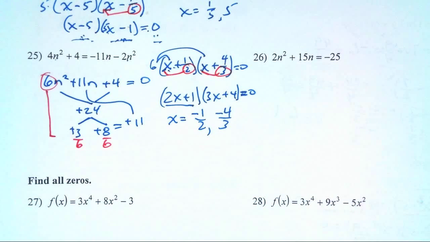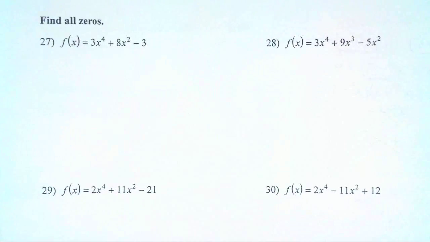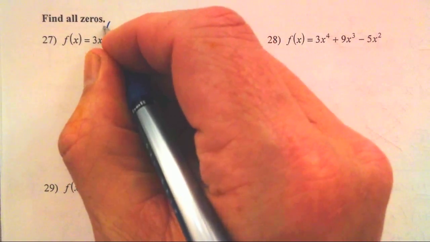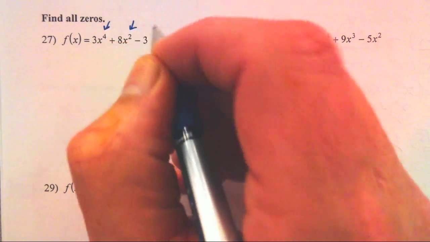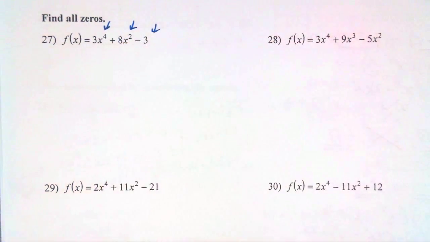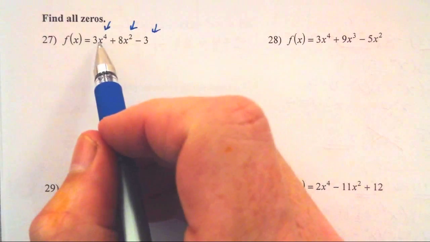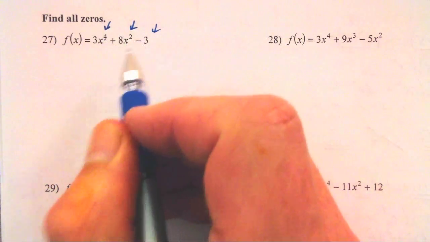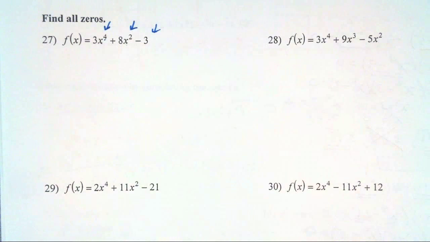Okay. More of similar, a little different. First thing I notice is I have a to the 4th. But if I have a to the 4th, a to the 2nd, and no x's here, this is still quadratic. If this was 3x to the 100th plus 8x to the 50th minus 3, it's still quadratic. But it's not quadratic on x, it's quadratic on x squared.